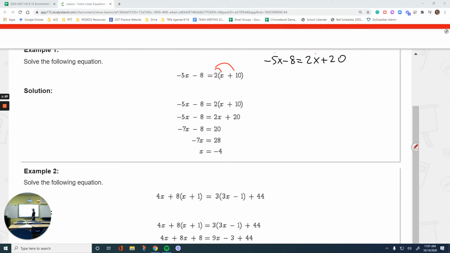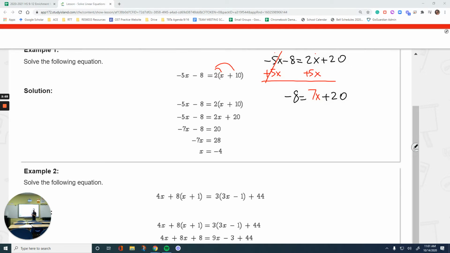So because of that, I'm going to add 5x to each side and cancel this negative 5x out. Okay, so drop the negative 8, equals 2 plus 5 is 7x, and then plus 20. Drop that one down as well. Next, the like terms are both constants, negative 8 and positive 20.